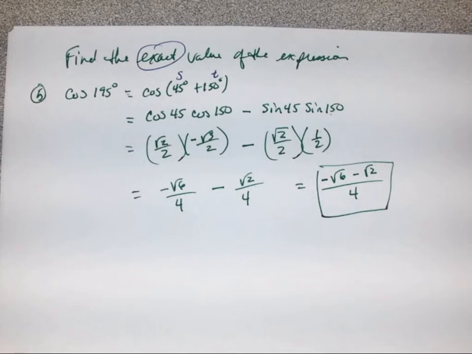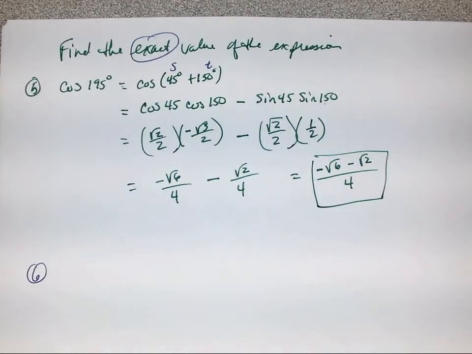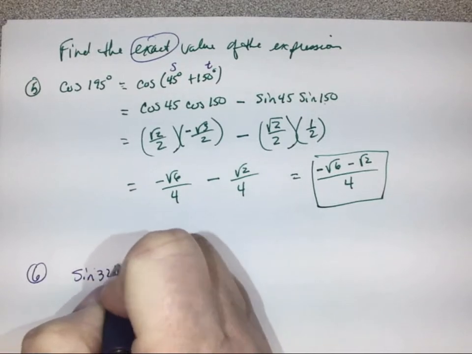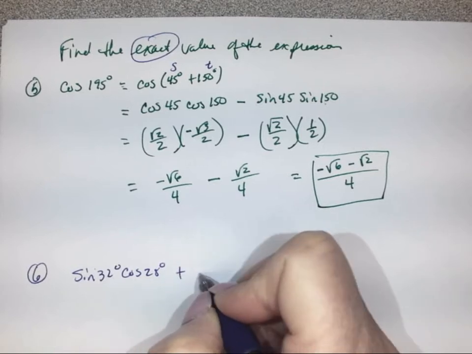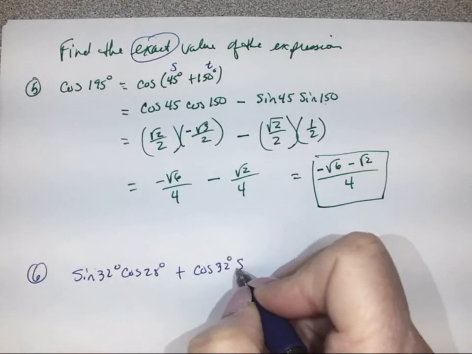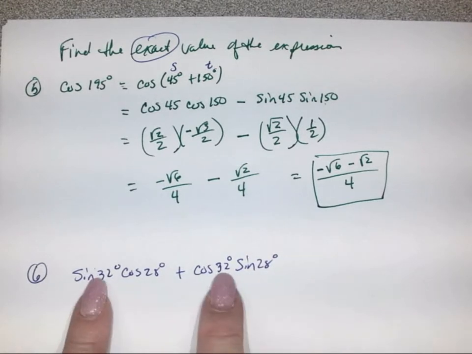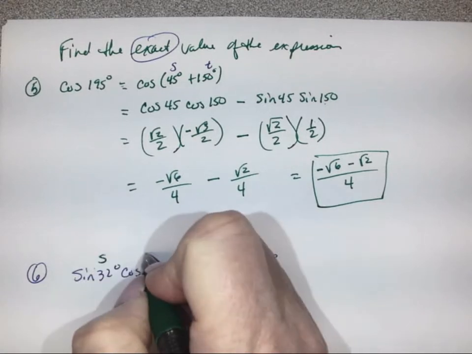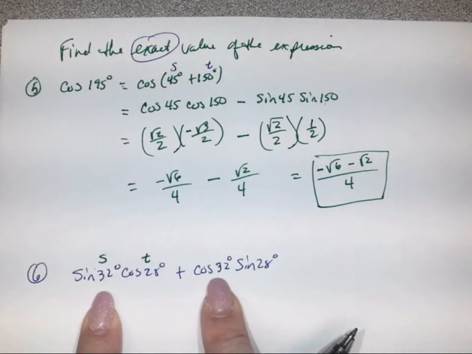All right, let's look at number 6. We're using the same instructions for number 6. We are given sine of 32 degrees cosine of 28 degrees plus cosine of 32 degrees sine of 28 degrees. So what we've got to recognize is we have the same two numbers. So this will be our s and this will be our t. Now you have to go match this to the formula.